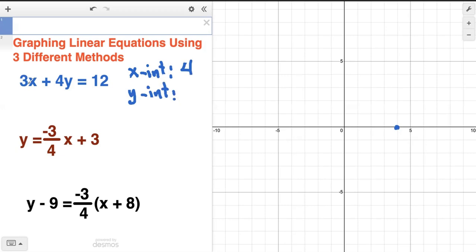make the x 0, and when you make the x 0, 3 times 0 is gone. Now you'll have 4y equals 12, and you know 4 times 3 will give you 12, so the y-intercept is 3. So you could do this really fast during your test. If you're finding the y-intercept, ignore the 3x and solve it that way, and if you're finding the x-intercept, ignore the 4y and solve it that way. So we said the y-intercept is 3. Now, having these 2 points, you could graph the rest of it.